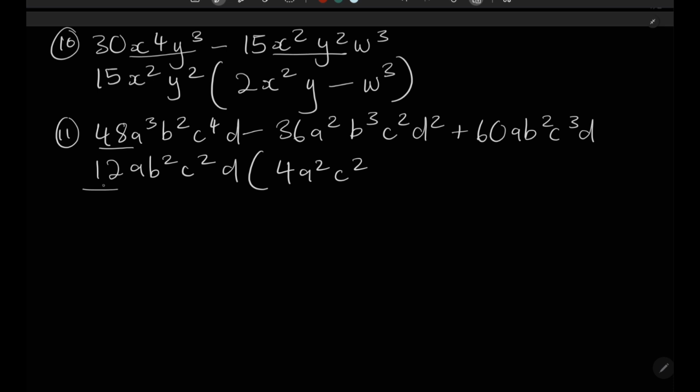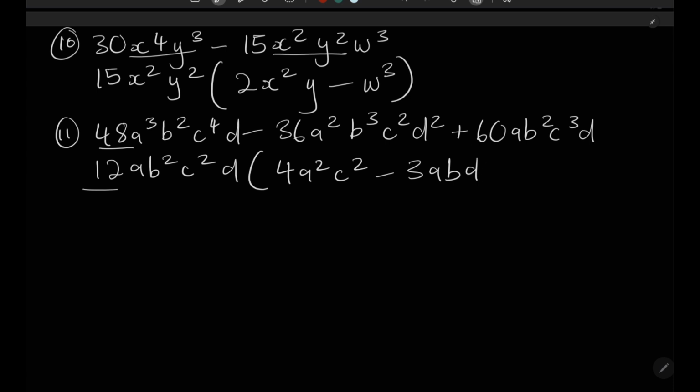Negative 36 divided by 12 is minus 3. A squared and a, 2 minus 1 is 1, so we have a there. B cubed and b squared, 3 minus 2 is 1, so b. C squared and c cubed, so you have nothing there. Then d squared and d, 2 minus 1 is 1, so you have d.